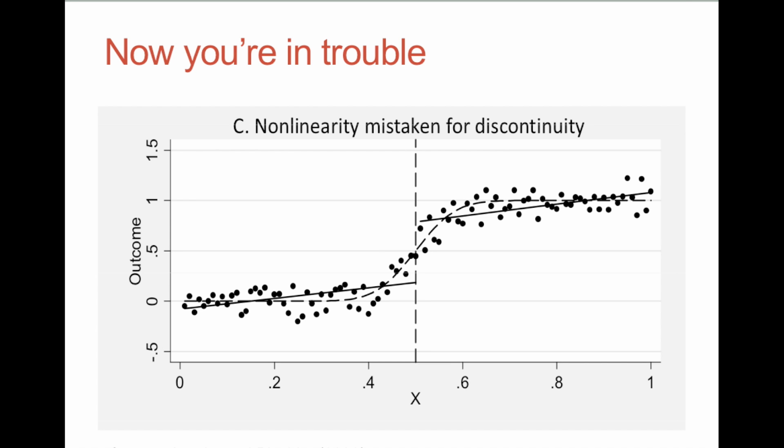Problems can arise when the underlying relationship between x and y is continuous, but has a kink near the threshold. That's what's going on here, and it's easy to accidentally interpret this as a discontinuous jump if we fit a linear function on either side and look for a difference right here.